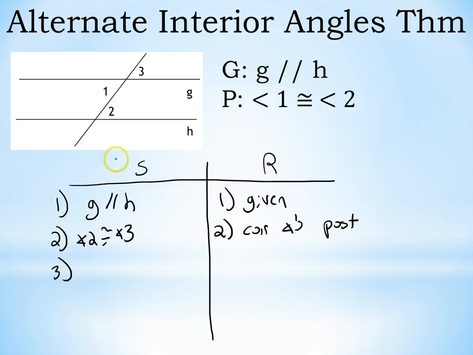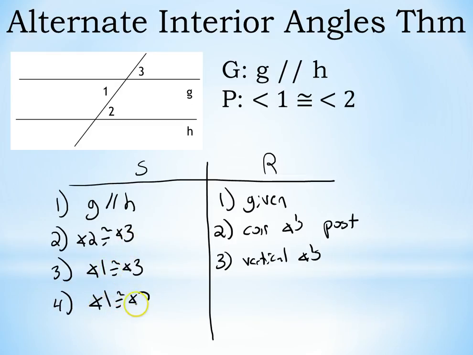Now, I want to say angles 1 and 2 are the same. So if I can relate angle 1 and 3 to each other, I can then relate 1 and 2. Well, 1 and 3 are both vertical angles, so they must be congruent. And because both angle 1 and 2 equal angle 3, they must equal each other. That's our substitution property.